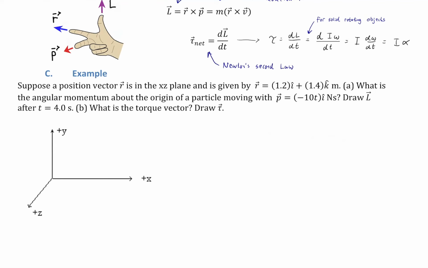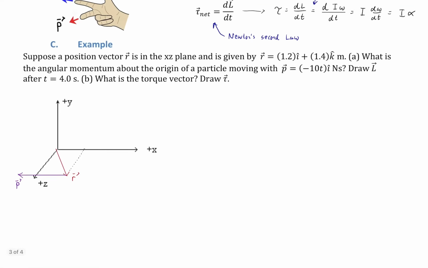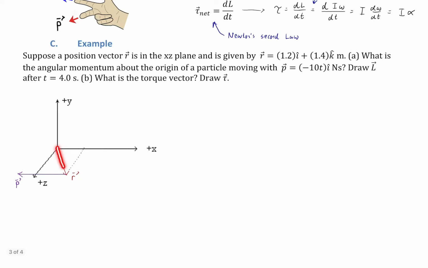So what that would look like is this. Here is the position vector relative to the origin, and there's the momentum at that moment in time. So that's the information we have: the position and the momentum at that moment in time. Now the momentum is changing, the position is not. So we have a position that is fixed in place, but a time-dependent velocity. Then we're going to draw the angular momentum after a certain number of seconds.